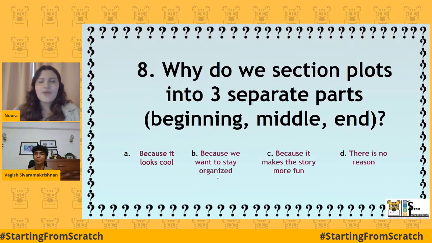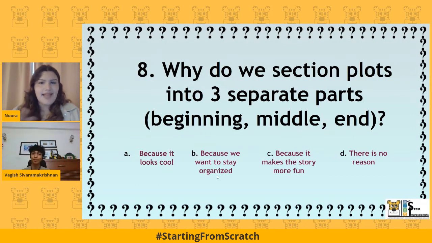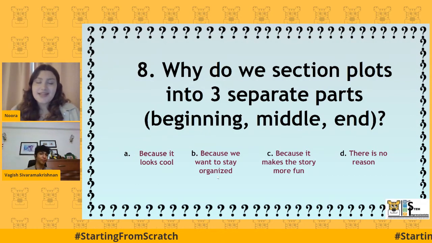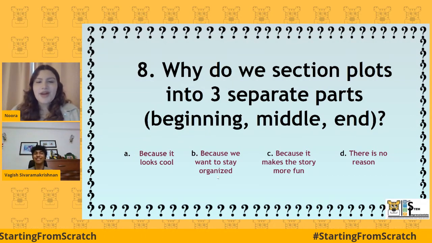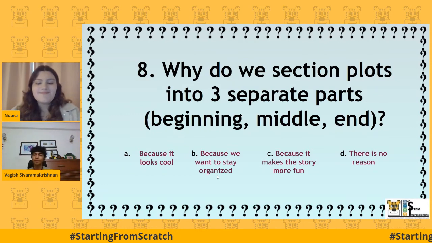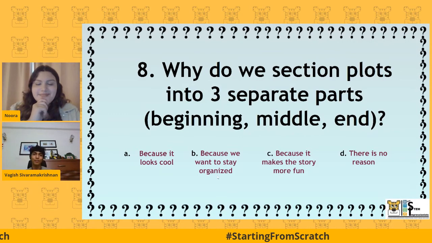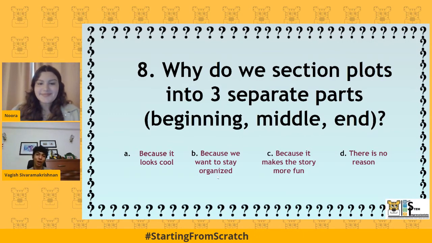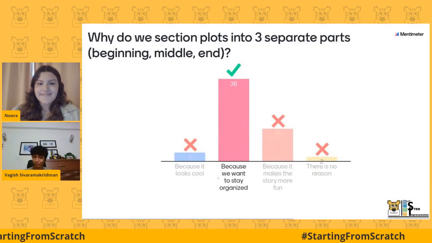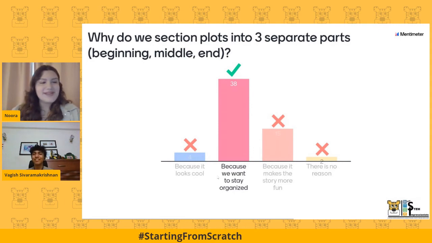Question 8. Why do we section plots into three separate parts, beginning, middle, and end? A, because it looks cool. B, because we want to stay organized. C, because it makes the story more fun. Or D, there is no reason. This is good even for other projects where we need to structure how we're going and make more complicated things. And yep, it is because we want to stay organized. So excellent job.